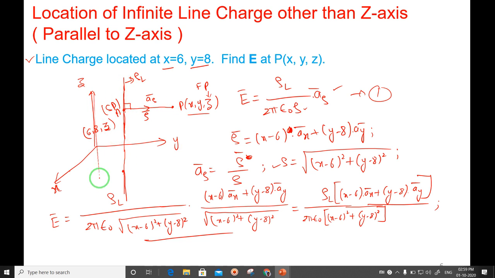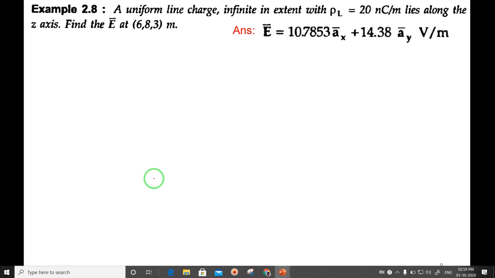charge located other than on the z-axis, parallel to the z-axis. This is parallel to the z-axis. So I hope you understood this concept. Next we'll solve a few numericals based on this.